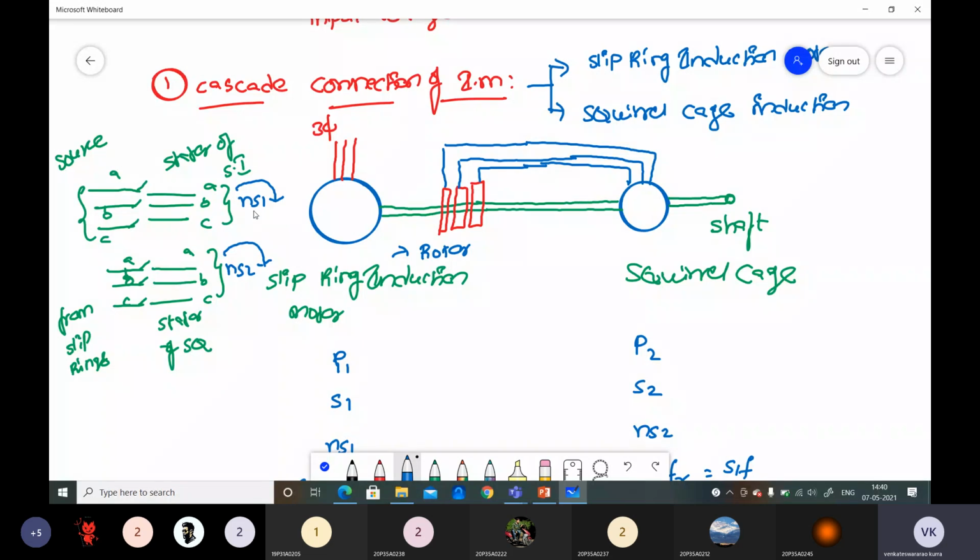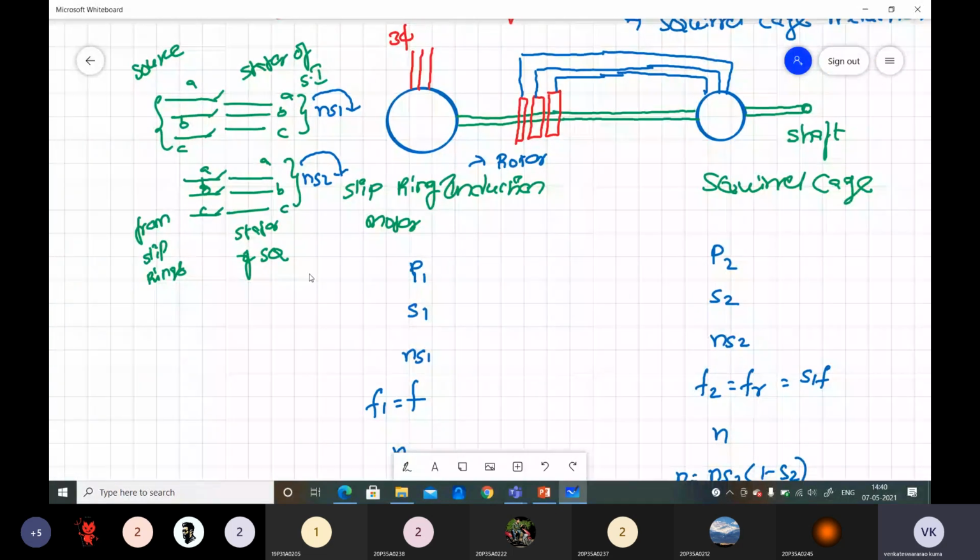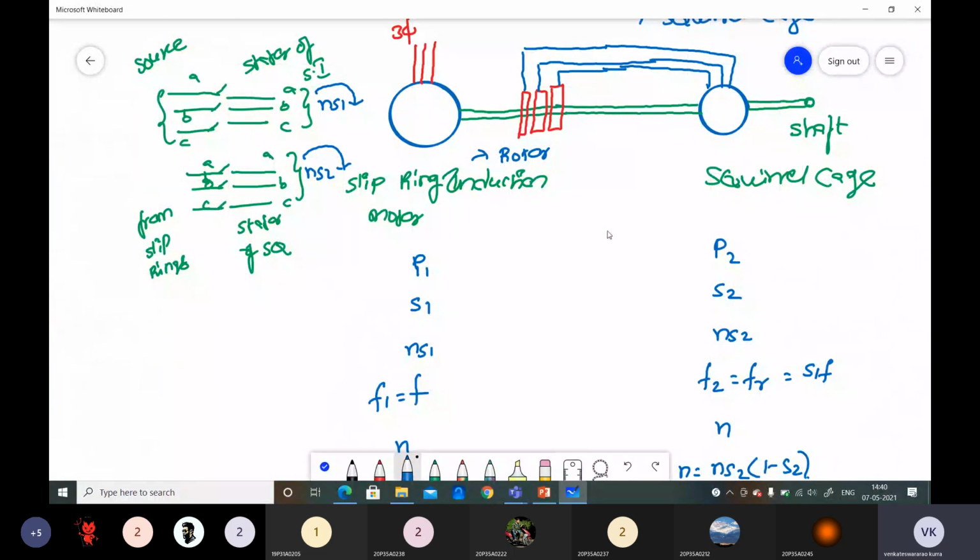This RMF also rotates in clockwise direction. If we apply the same phase sequence, for suppose the starter of the squirrel cage induction motor is supplied by negative phase sequence, this one is A phase, this one is B phase, and this one is C phase of the stator of squirrel cage induction motor.